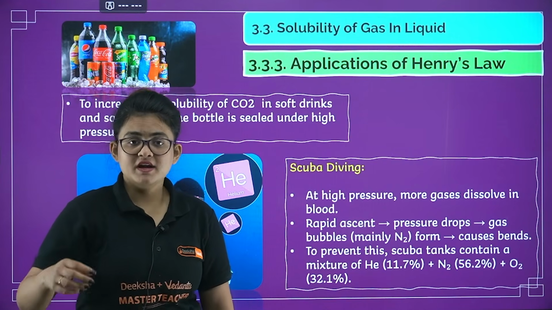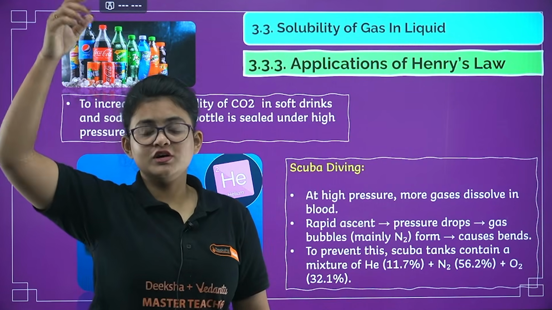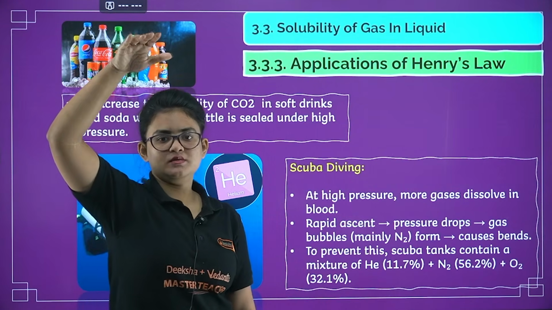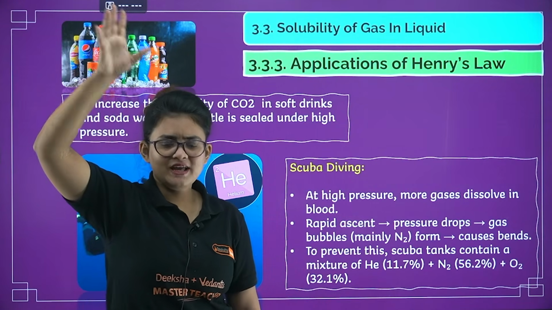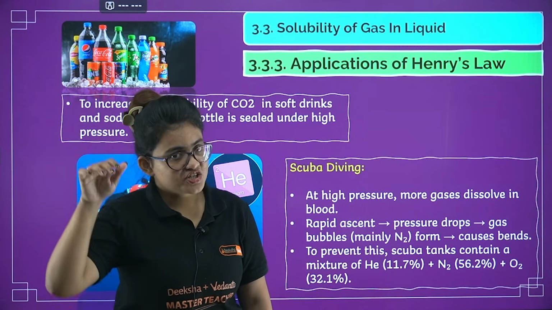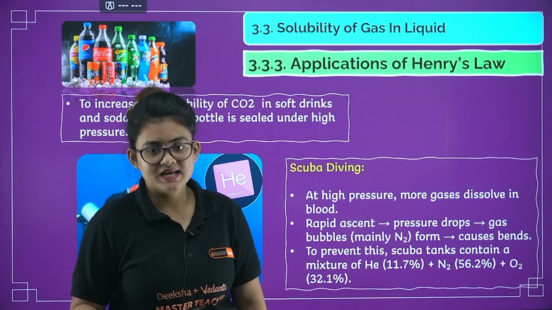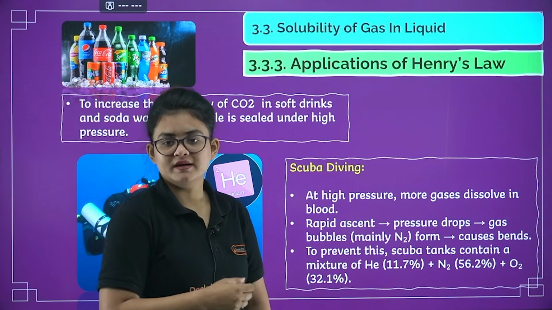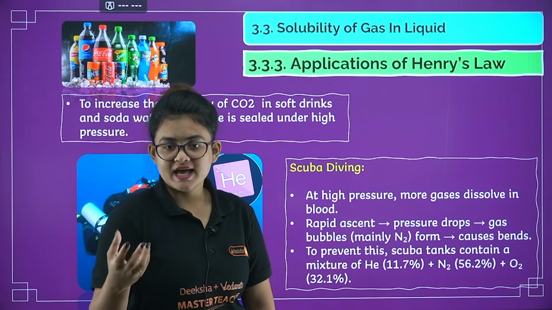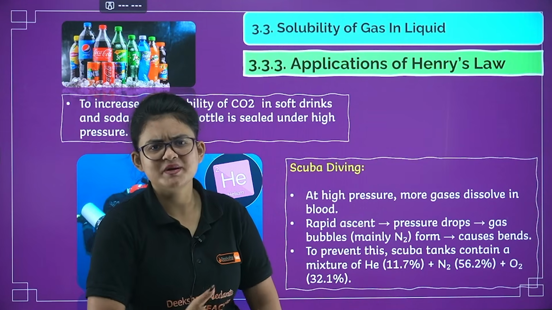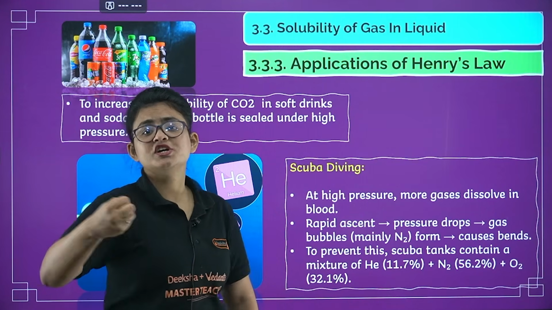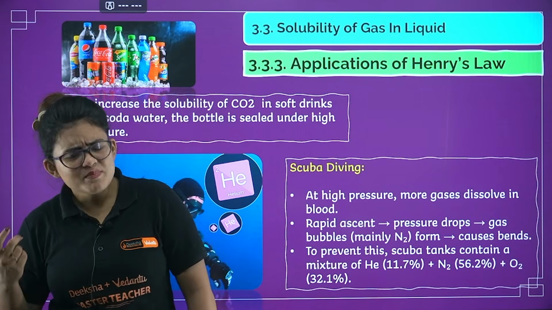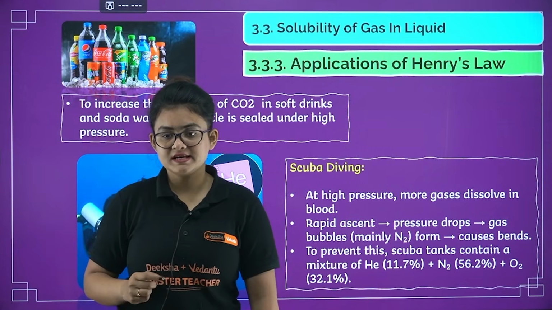Now, if he comes out rapidly, from the deep to the surface very quickly, then what happens? The water pressure is released. As a result, the nitrogen gas starts to bubble out from the blood. The nitrogen gas that was initially soluble, now that the pressure is released, starts to bubble out of the blood. It's a very painful disease, and that's called bends.